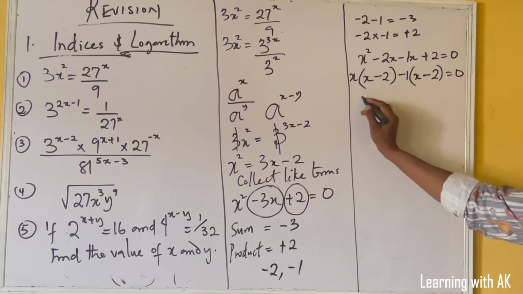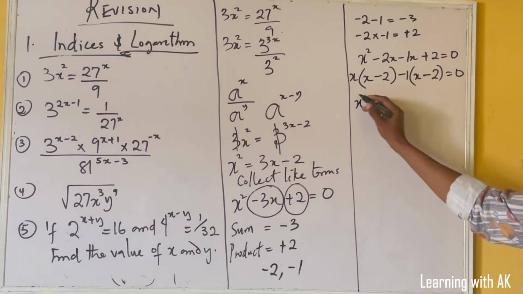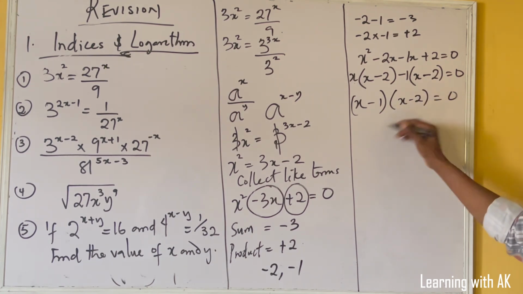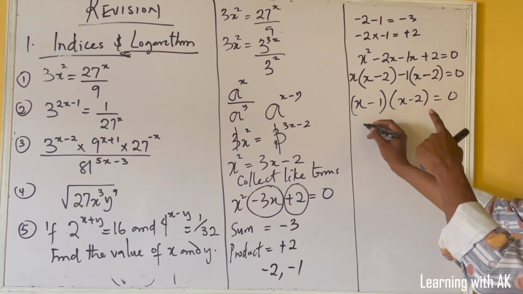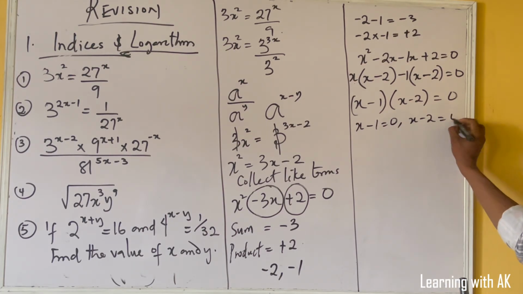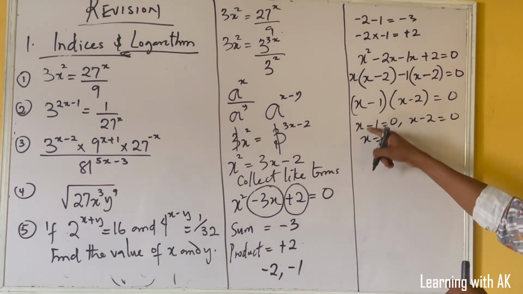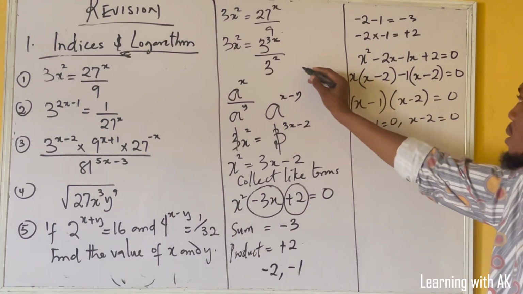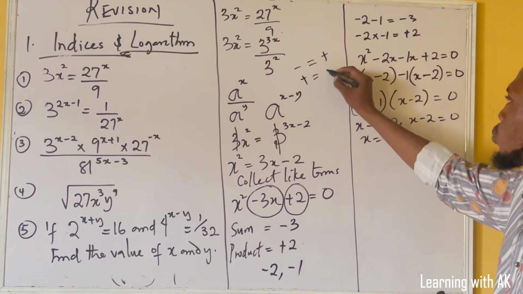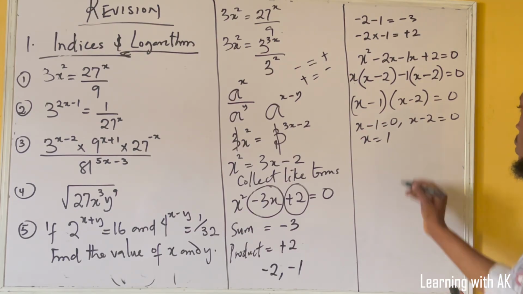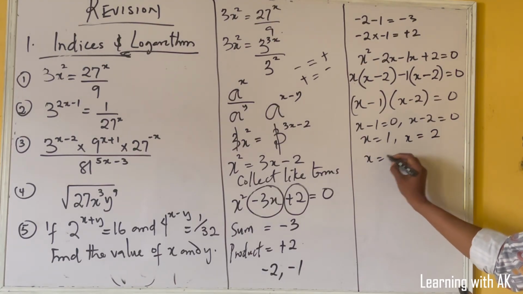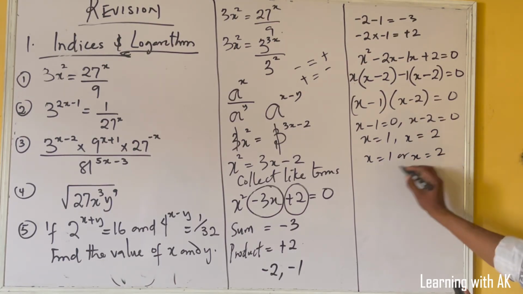So I'll pick x minus 1 in a bracket, and x minus 2 equals to 0, and I'll open the bracket because I'm asked to look for x. So x minus 1 equals to 0, x minus 2 equals to 0. X equals 1 because the 1 is crossing there. Remember, last class I said when minus is crossing to the other side, it turns to positive, and when positive is crossing, it turns to negative. So x equals 1 or x equals 2. That's your final answer.